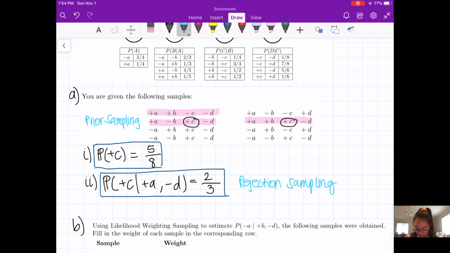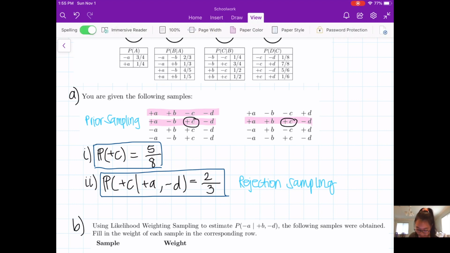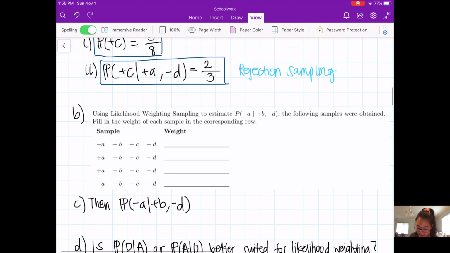So yes, sorry that wasn't clear, but part A1 is an example of prior sampling, while part A2 is an example of rejection sampling, because we are first excluding the samples that don't fit our evidence variable value, so the positive A and the negative D. Cool. So now let's move on to part B, which is likelihood weighting.